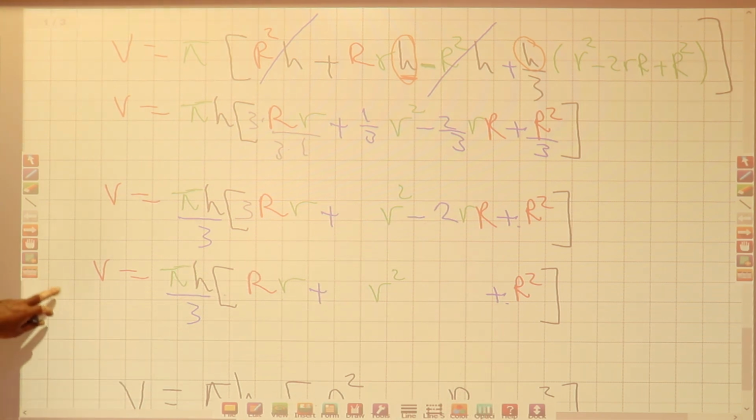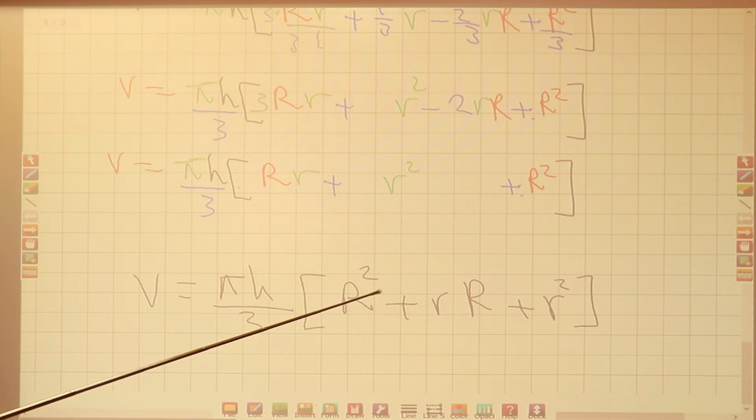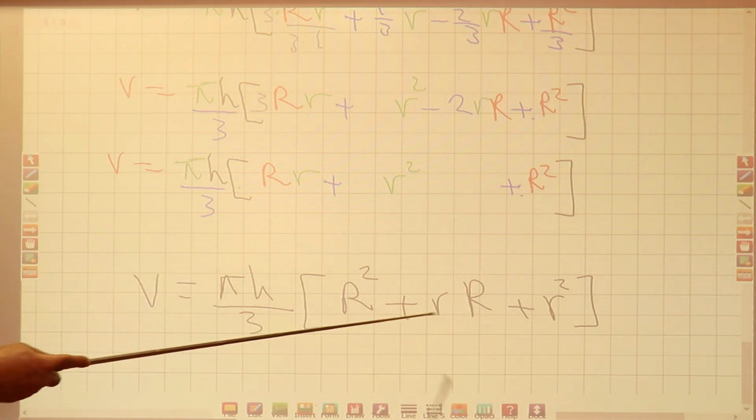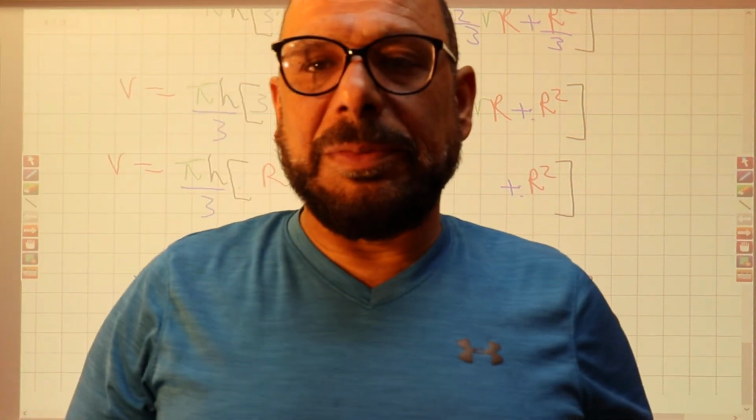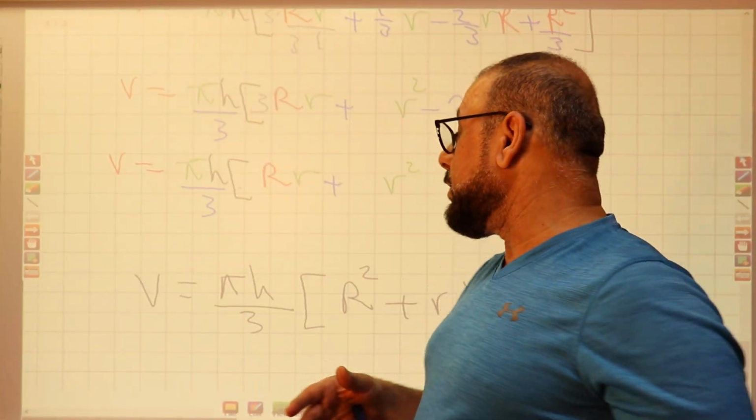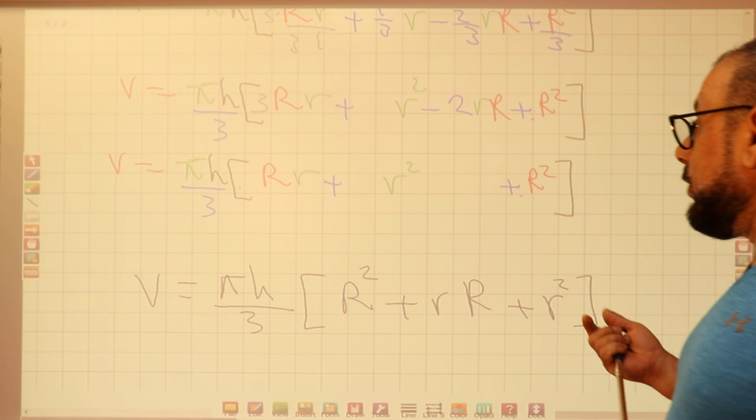Now if you want to write it in a different form, which is just to organize it: R squared plus Rr plus r squared. This is the problem. Imagine it took me about 16-17 minutes to explain this problem for you.